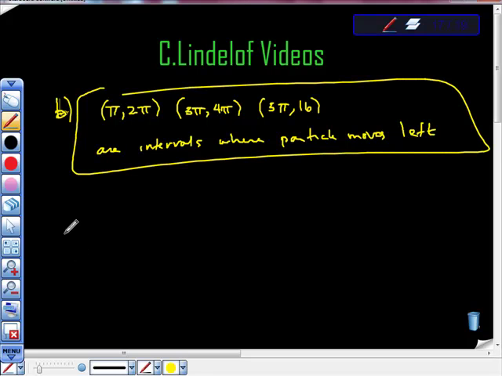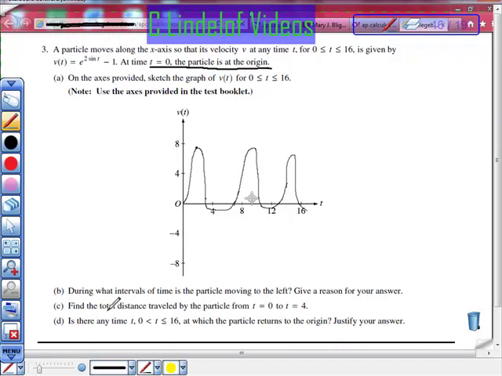Done with it. So we go on to part C, right? So C, of course, was back a page, so go back and look at this. Part C says, find the total distance traveled by the particle from 0 to 4. We have to be a little bit careful here, right? 0 to 4. It says 0 to 4. It does not say 0 to 16, so it's kind of a trick there.